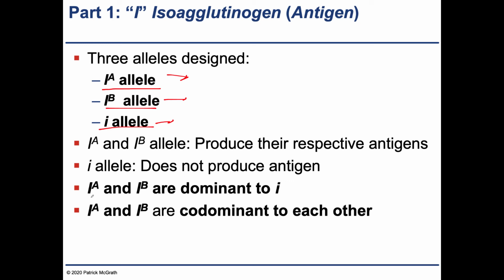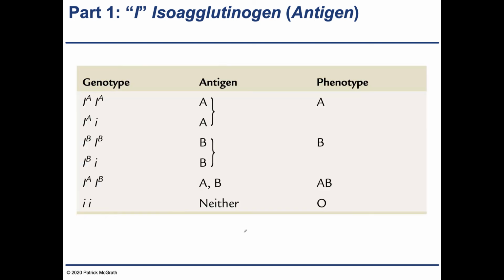This is very interesting from a genetic perspective in terms of the relationships between them. We have three alleles, and IA and IB are dominant to little i, but IA and IB are codominant to each other. These are all of the six genotypes that you can have with respect to your blood type. Little i means that you're unable to produce any of the antigen, and so you have the O blood type.